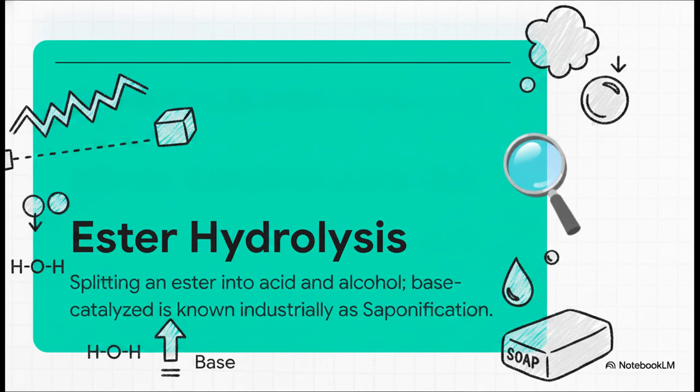And this isn't just some abstract theory on a chalkboard. It has massive real-world applications. For instance, when you apply base-catalyzed hydrolysis to fats and oils, which are basically just esters of long-chain fatty acids, it produces salts. Industrially, we call that saponification. It's literally the chemical basis for how we make soap.